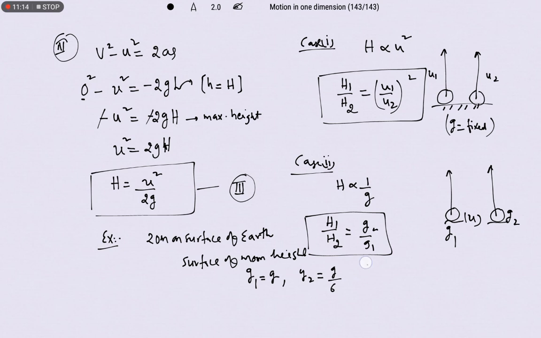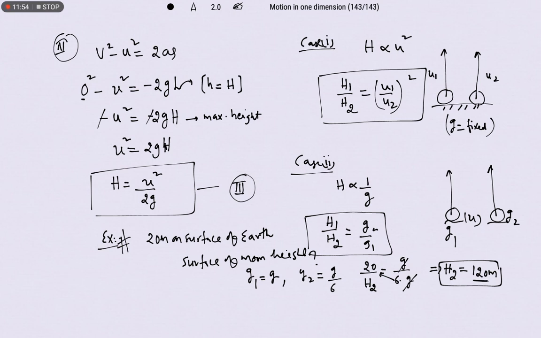Therefore h1 is 20 and h2 we need to find, to what height he is able to jump on the surface of moon. So g2 is nothing but g by 6, g1 is g itself, so g gets cancelled. Therefore we are going to get h2 equals 20 into 6, that is 120 meter. That means on the surface of the moon, if he applies the same force on the ground, he can jump to a height of 120 meter. So in this way we expect questions related to this concept.